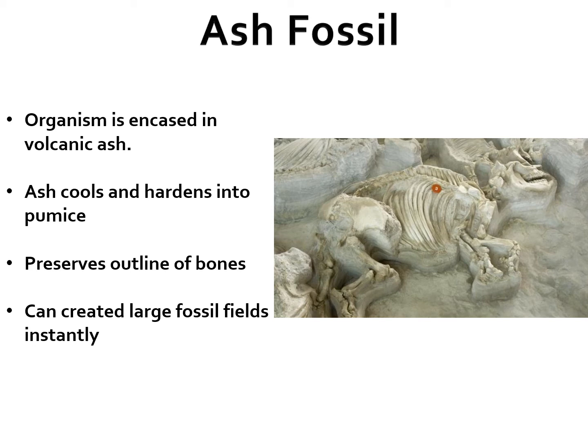But what it does is it actually preserves the outlines of the bones. It doesn't actually preserve anything inside, right? When we drill down into those casings, they're hollow on the inside, right? So the bones themselves don't preserve, they become vaporized. And this can create very, very large fossil fields instantaneously, right? Because as that hot ash cloud moves through, it instantaneously kills all the creatures and they become encased in that ash.